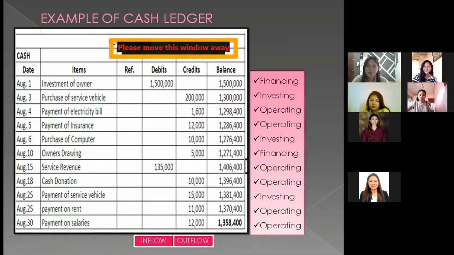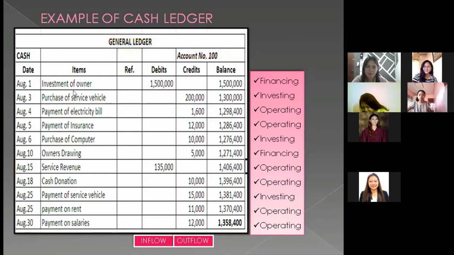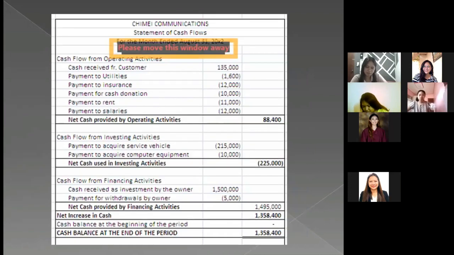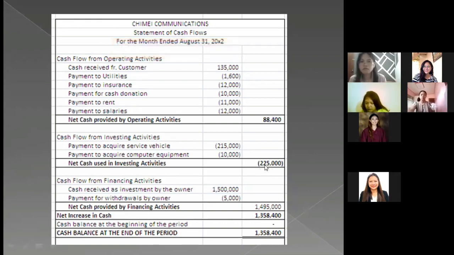Tapos, yung payment of service vehicle. Yung payment lang din to. So, next is the payment to acquire computer equipment na 10,000. So, outflow yan kasi, di ba, payment nga, lumabas na pera, kaya less only. Nakakuha tayo na 225,000 negative, kaya net cash used in investing activities.